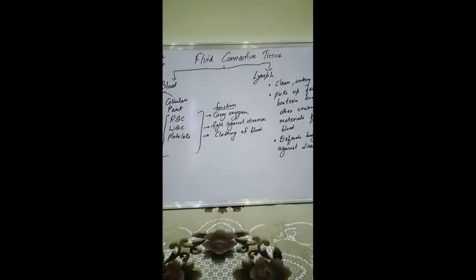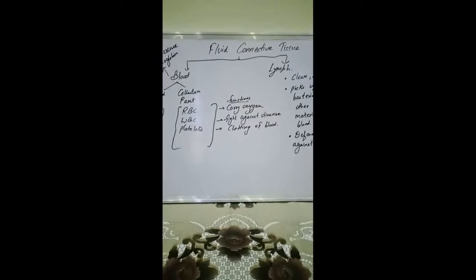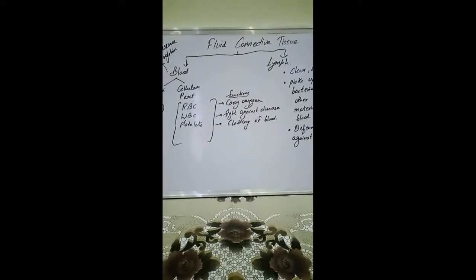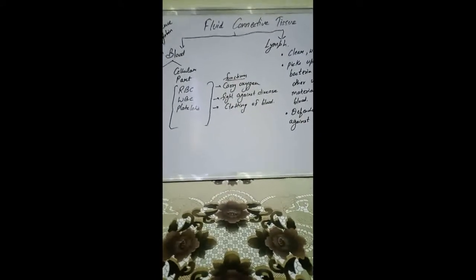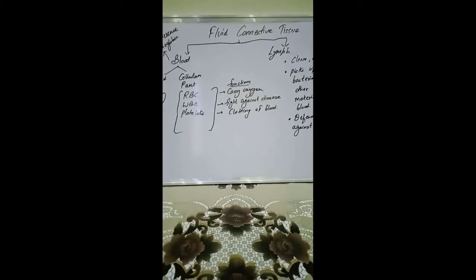Okay, so this was all about connective tissue. In this video we have discussed what animal tissues are, the different types of animal tissues, the epithelial and the connective tissues, and their types. And in the next video we will discuss the chapter further.